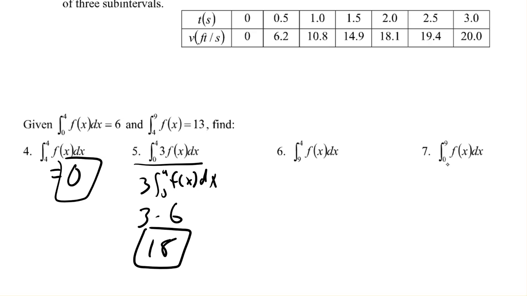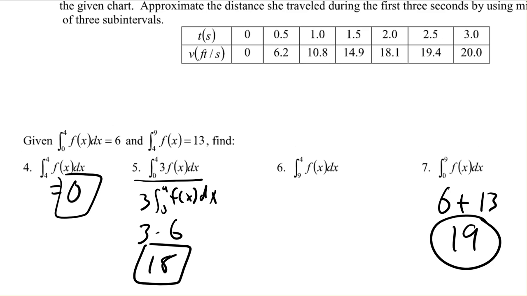How about, skip over to number 7. How much area is under the curve between 0 and 9? Right, if the area under the curve between 0 and 4 is 6, and then from 4 to 9 is 13, that much area plus this much area should be 19.